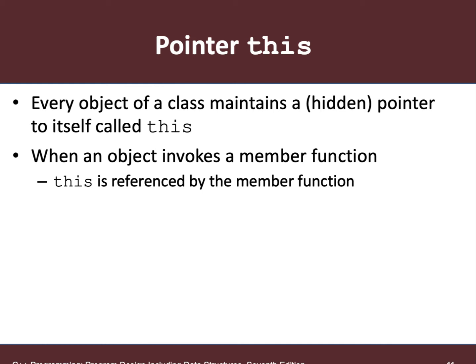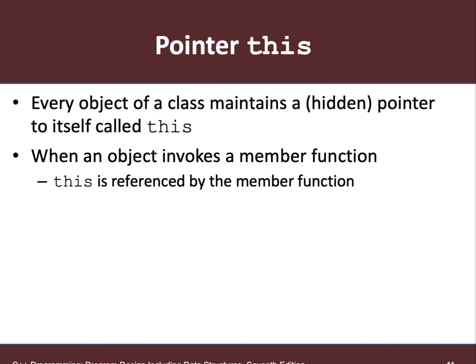So the answer is every object of a class maintains a hidden pointer to itself. And the name of this pointer is this. In C++, this is a reserved word. The pointer this and the member function is available for you to use. When an object invokes a member function, the member function references the pointer this of the object.